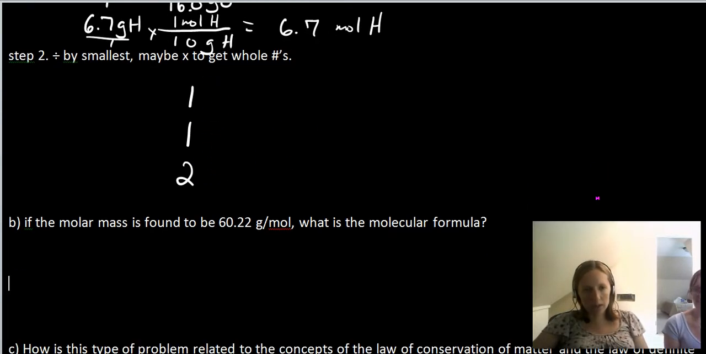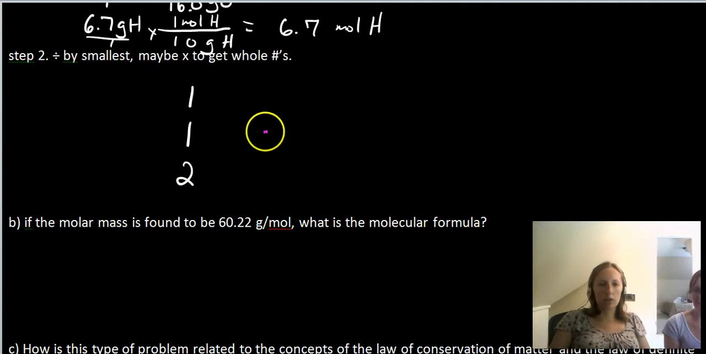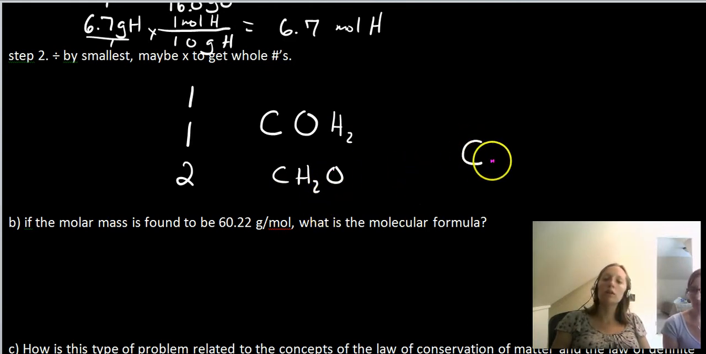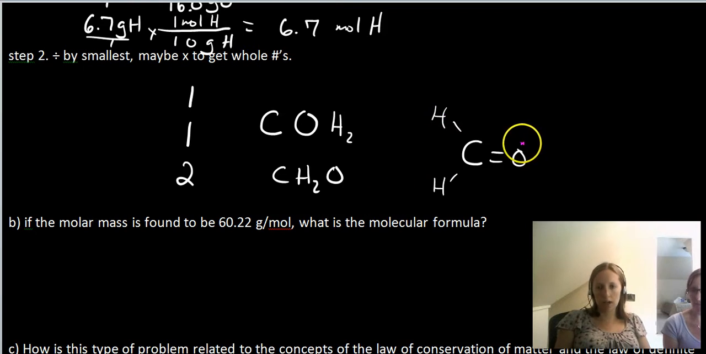So what that means is that we've got, say, carbon 1, oxygen 1, and hydrogen 2, which is sort of out of order. It looks better that way to me. CH2O, which looks like that, by the way. Remember your Lewis structures? Don't forget your dots.